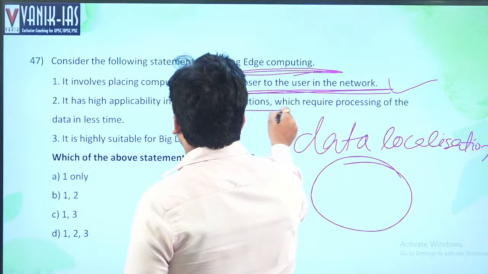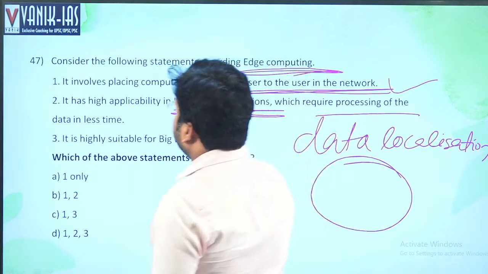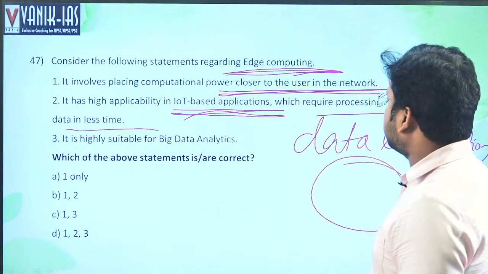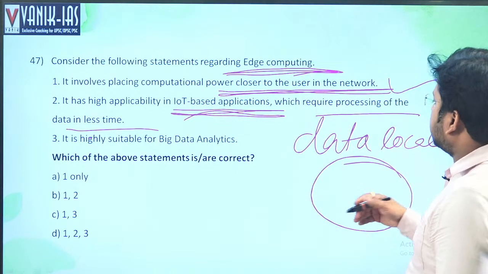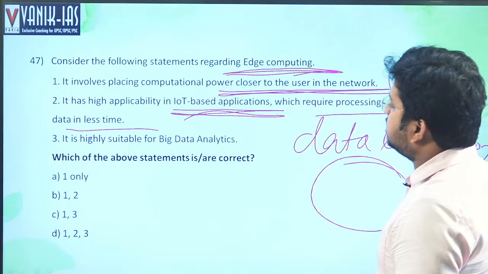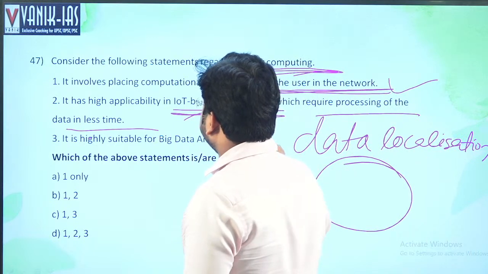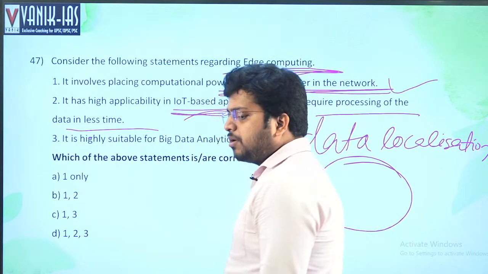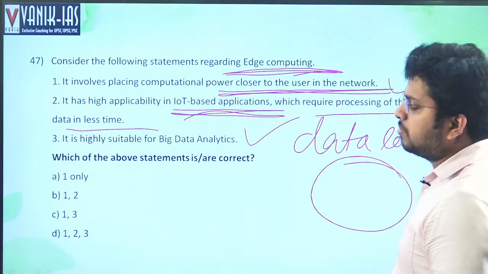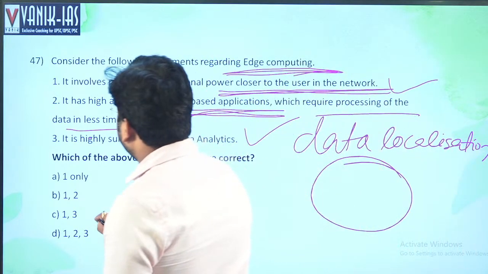Yes, Internet of Things based applications, because this is more secure and requires processing of the data in less time. As the data is not processed from a bulk amount of data, the data speed is higher in edge computing, and it is also suitable for big data analytics. Edge computing is a developed level of computing system. So all the statements are right regarding edge computing.